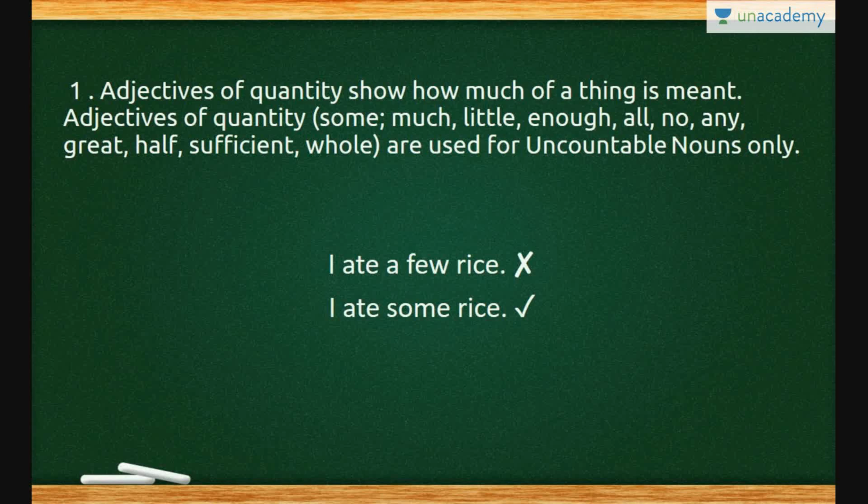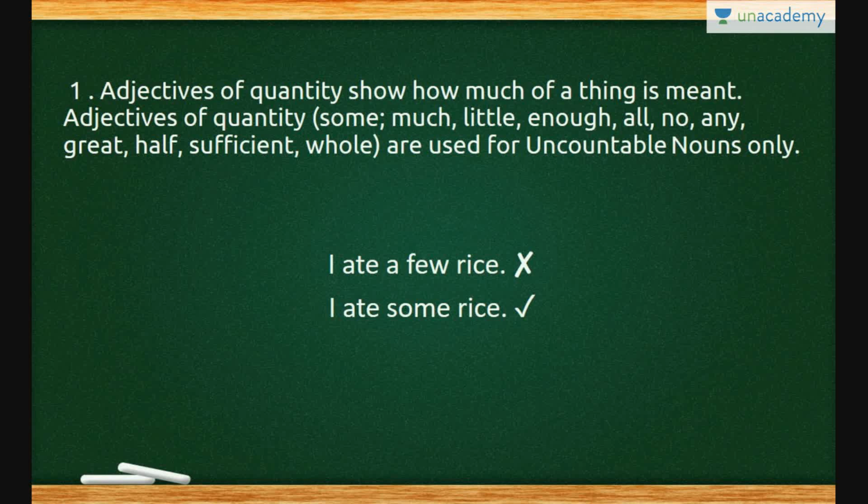So the first rule says that adjectives of quantity show how much of a thing is meant. Now adjectives of quantity like some, much, little, enough, all, no, any, great, half, sufficient, whole are used for uncountable nouns only. Now what does this mean? Let's look at the examples. It will make things clear to you.